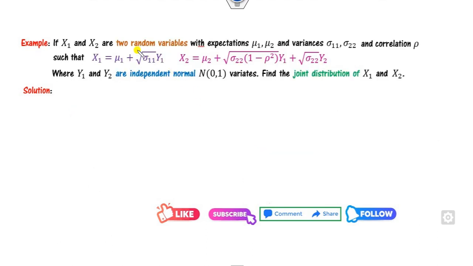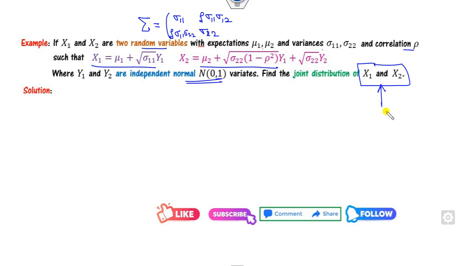Okay, look at this another one. If x1 and x2 are the random variable with the mean and the variance and the correlation, that means if you define this the matrix sigma with the variance is sigma 1 1, sigma 2 2, it will be here. Fine, this is given to you such that x1 is there, x2 is this, y1 and y2 are my independent. Then your target is to find the distribution of the x.